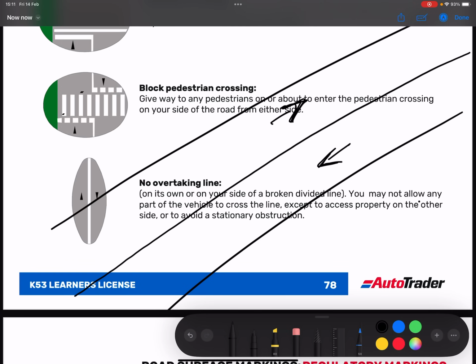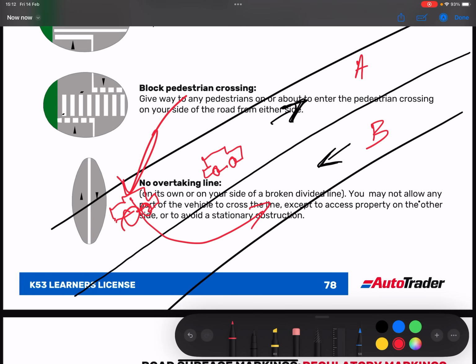When you have that straight continuous line, it simply means that if you are traveling in lane A and there is lane B, you cannot overtake a vehicle. Let's say there is a vehicle there, and then there is another car there. Let's say this car is you. You cannot overtake here because of this road surface marking. You are not allowed to do that.